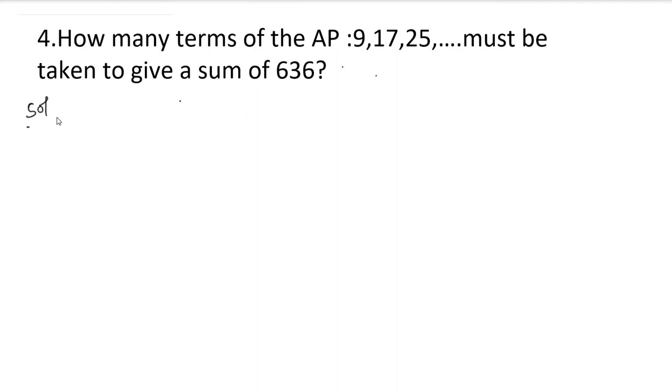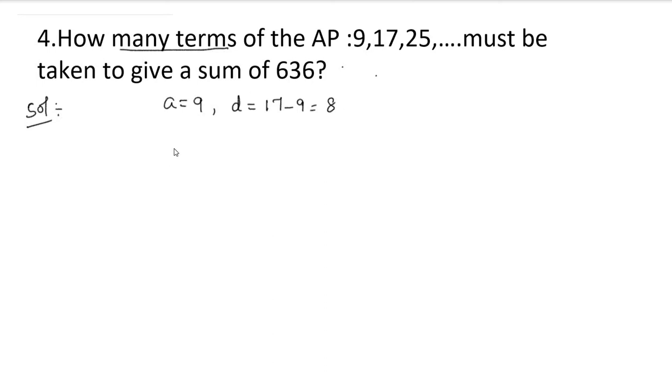See the solution. First, we have to find how many terms. So, we are supposed to find n in this place. And what is given? AP is given here: 9, 17, 25. So A is equal to 9 and D is equal to either 17 minus 9 or 25 minus 17. We will get the same answer only. So A2 minus A1 is 17 minus 9, which is equal to 8.